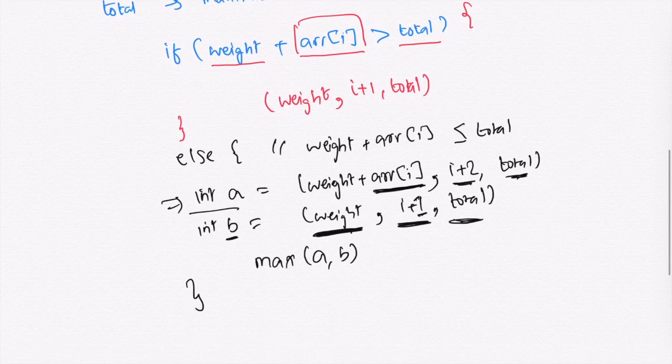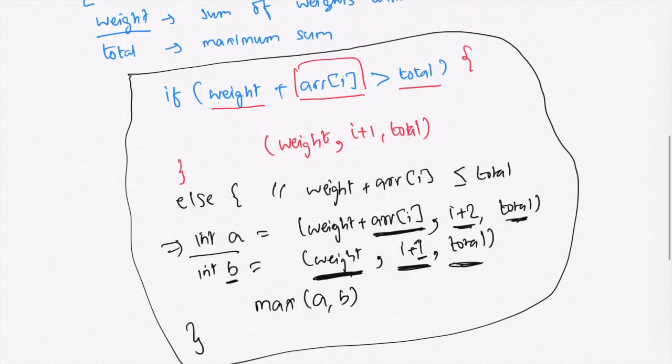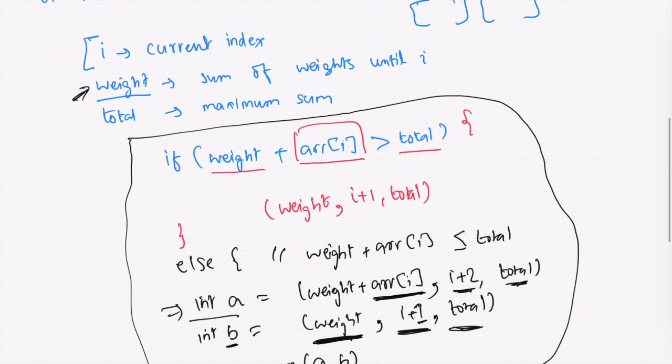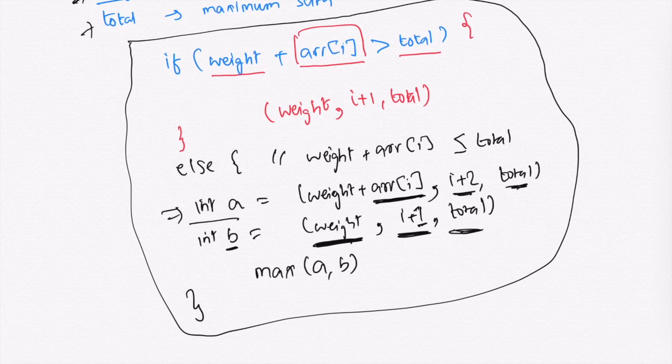So this is essentially the pseudocode. This is essentially the core logic of our DP here. You have two variables, weight, which is the sum of weights until I, and the current index, right? And there are two conditions that get created here. First is when you just cannot choose the element at index I, and the second condition wherein you have a choice whether you want to choose the element at index I or not, right?